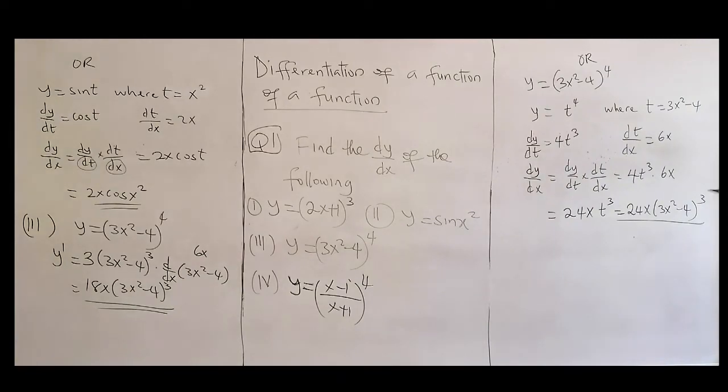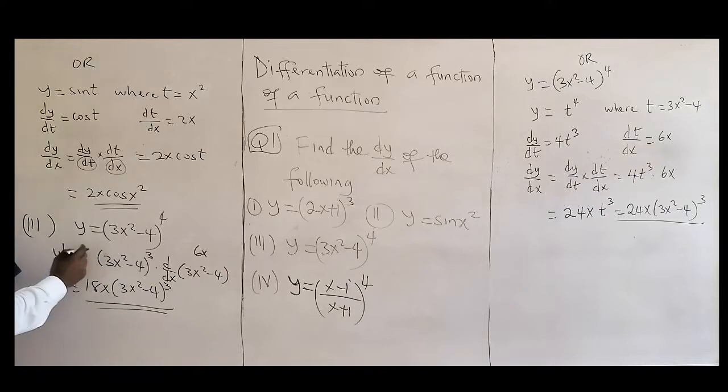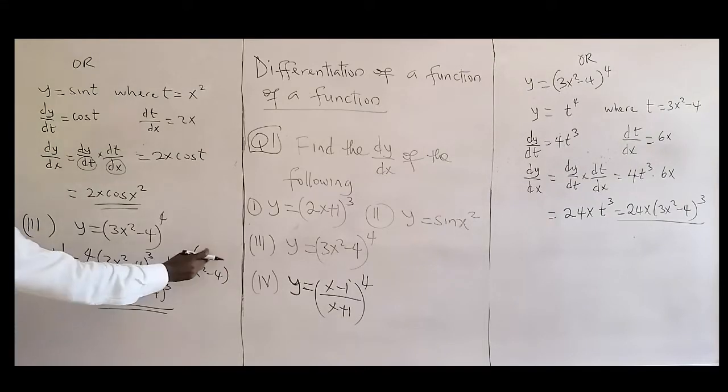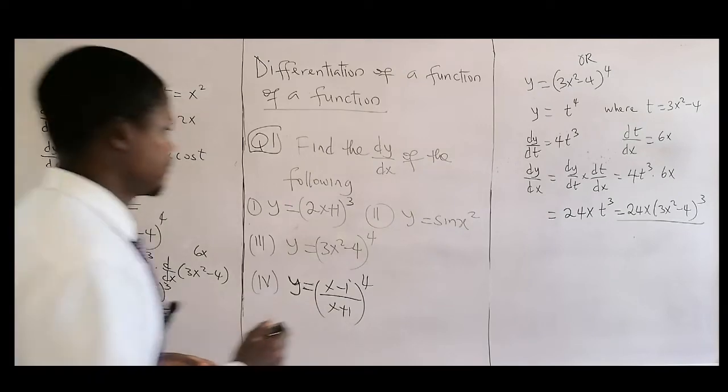So I appreciate using the two methods. This is 4, so 4 times 6x is 24x. So that's that on that. Then we'll go to the fourth one.